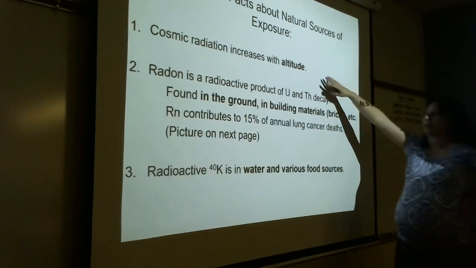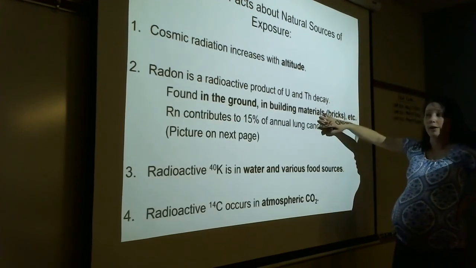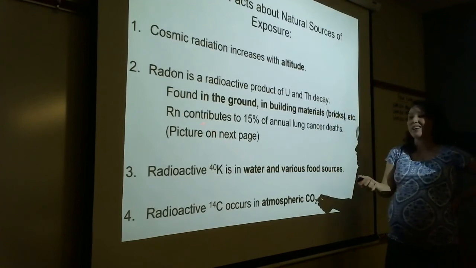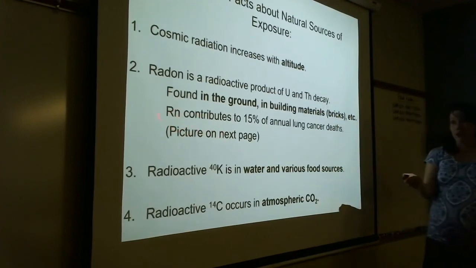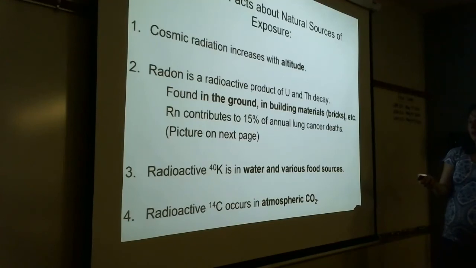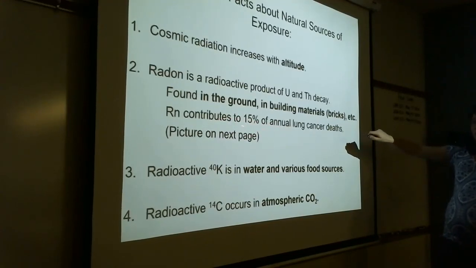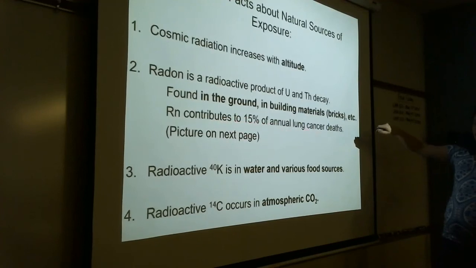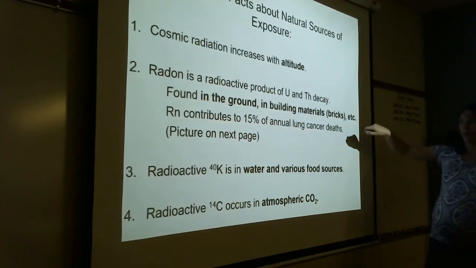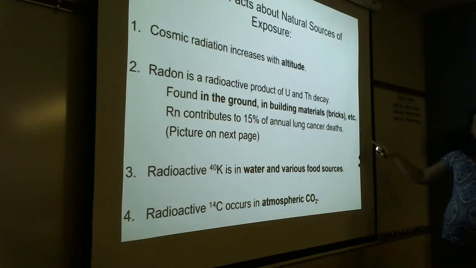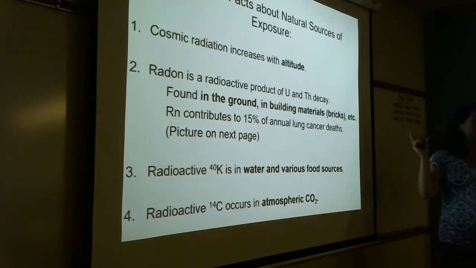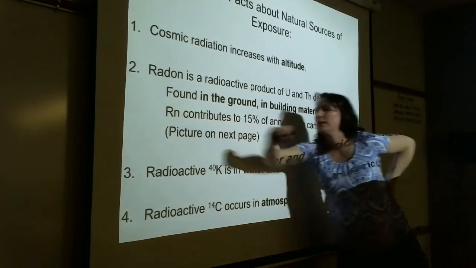Radiation also increases with altitude, and it's found in the ground and building materials. Radon is a large contributor, and we see about 15% of lung cancer development attributed to it in people who are otherwise healthy, who have never smoked, right? You hear of people who've never smoked a day in their life and they get lung cancer. A lot of times it can be attributed to radon exposure.